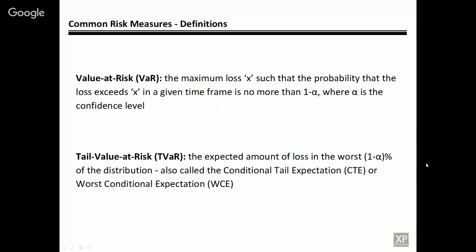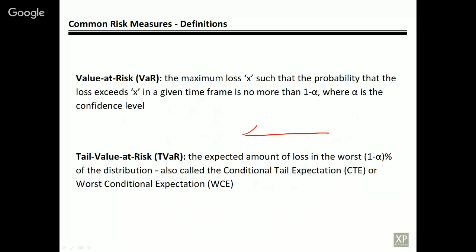Next, we have two common risk measures used on the exam. The first is the value at risk, which is the maximum loss X, such that the probability that the loss exceeds X in a given time frame is no more than 1 minus alpha, where alpha is our confidence level, and VAR can be thought of as a quantile. Tail value at risk is the expected amount of loss in the worst 1 minus alpha % of the distribution, and we also call it the conditional tail expectation, CTE, or worst tail or conditional expectation.